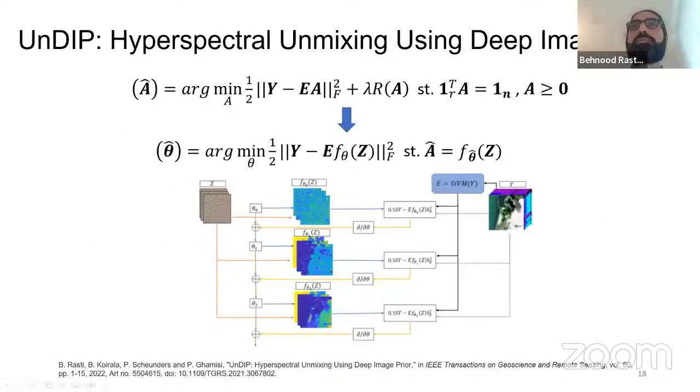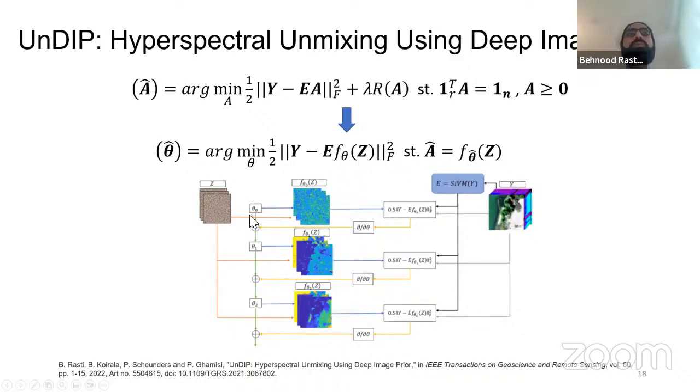We also proposed a method called UnDIP, hyperspectral unmixing using deep image prior. There is a discussion on what type of regularizer would be useful for this problem. So we suggested turning this problem into an optimization with respect to the parameters of a deep network. This theta here is our deep network, and this comes from the method called deep image prior. We first estimate the endmembers using simplex volume maximization, and then the endmembers are fixed throughout the training of the network.